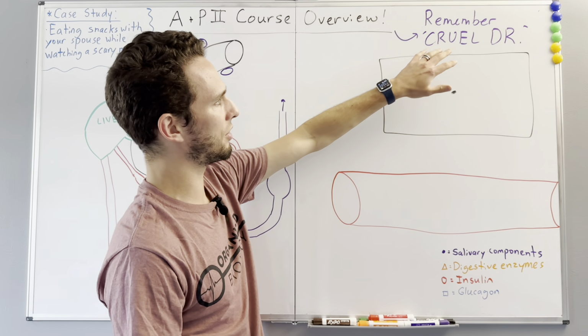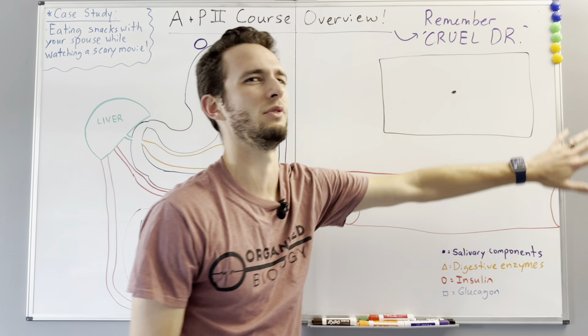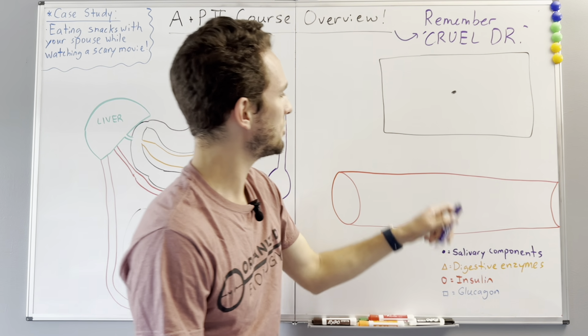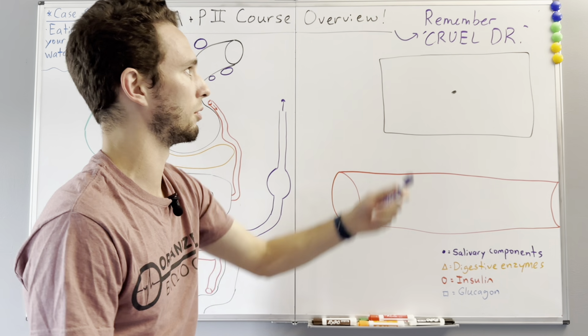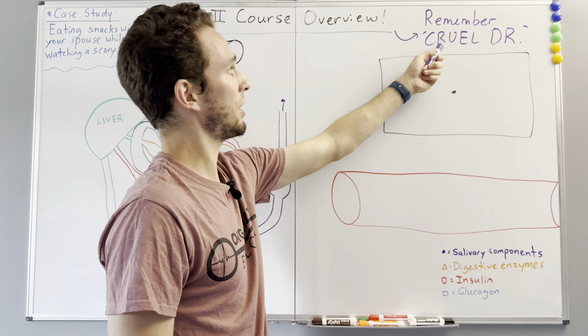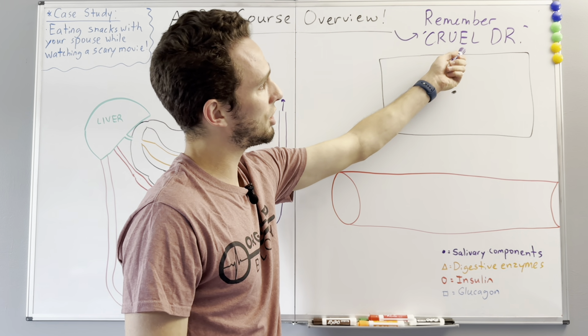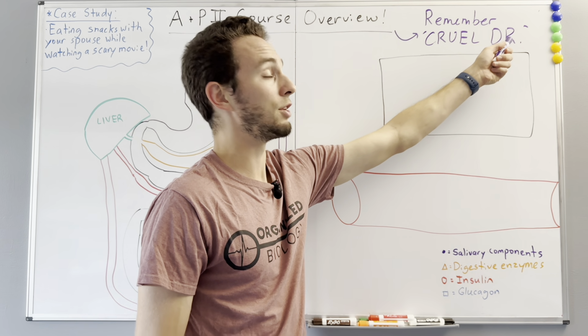So in order to start this class, I want you to know which organ systems we're going to cover. Now, in order to remember them, you need to remember cruel doctor. If you've ever had a cruel doctor in your life, this tells you all the organ systems of Anatomy and Physiology 2, which we'll go through. The cardiovascular system, the respiratory system, urinary, endocrine, lymphatic, digestive, and reproductive.